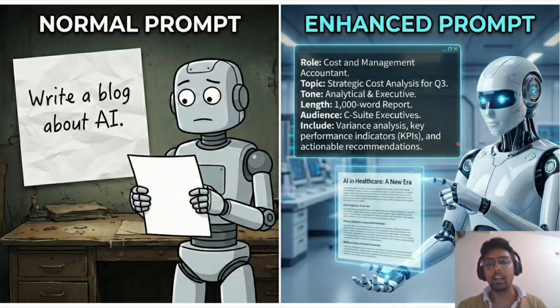On the other hand, let's see the enhanced prompt. Role: cost and management accounting. Topic: strategic cost analysis for quarter three. Tone: analytical and executive. Length: 1,000-word report. Audience: C-suite executives. Include variance analysis, key performance indicators, and actionable insights.